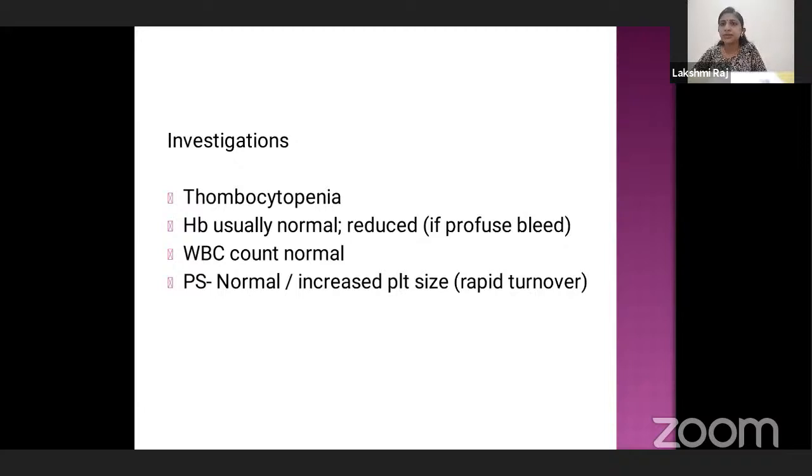And if there is a profuse bleeding, the hemoglobin can be reduced proportionate to the bleeding. The WBC count will be normal. And the peripheral smear will show normal platelets, or there can be an increase in platelet size. That means because the platelets are being increasingly destroyed, the bone marrow is producing more and more platelets. And since the body needs more platelets, they are releasing more immature platelets into the circulation. So the platelet size will be slightly increased than normal. That shows that there is a rapid turnover of platelets.